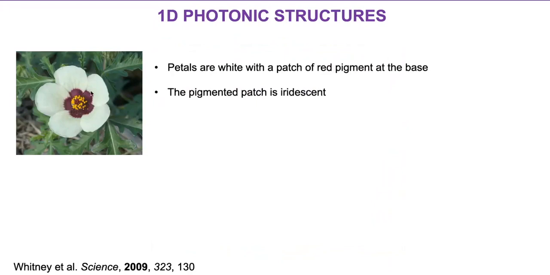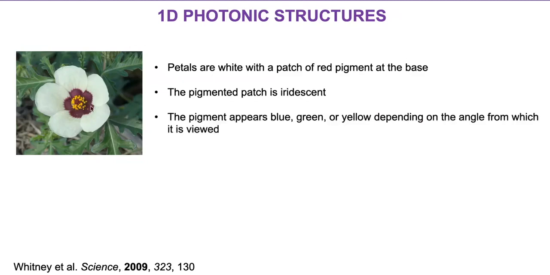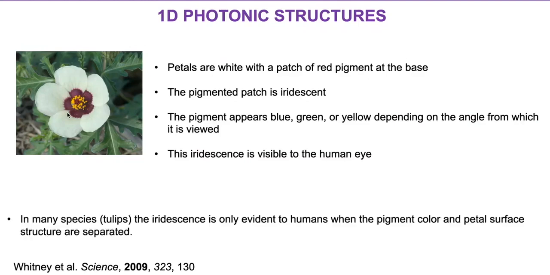You can just take this petal and rotate it to a different angle, and you will see a different color. You can see a blue color, green color, and a yellow color, depending on the angle from which you view this. Interestingly, it is visible to our eye, because there are numerous flowers where these are not visible to the human eye, but insects can recognize this. For example, this kind of color or iridescence can also be seen in many tulips, but unfortunately we are not able to see this unless we separate those structures.